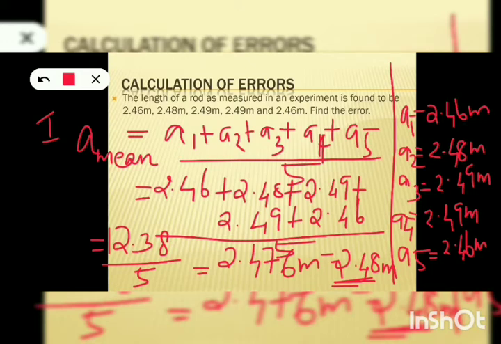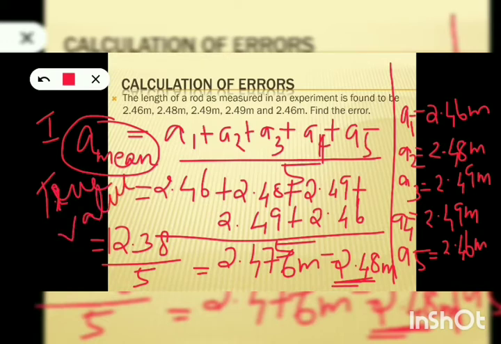And this is the actual length or the true value. This A mean can be considered as our true value, or the actual length of that road, because every time the person gets a different reading, so it is very difficult to determine which is the exact value. So we will consider the exact value as the average of all these readings. So this A mean is our true value, or exact value, or actual value.